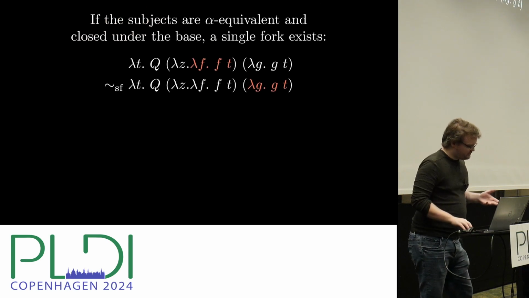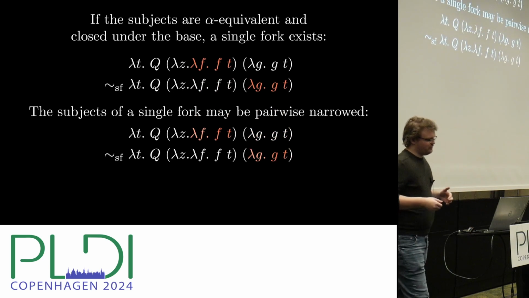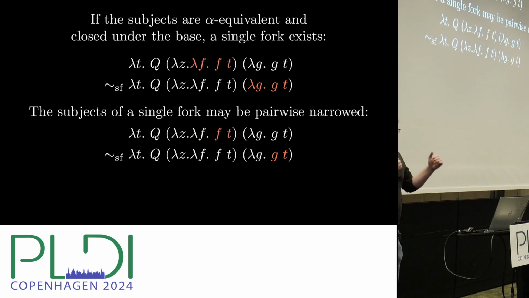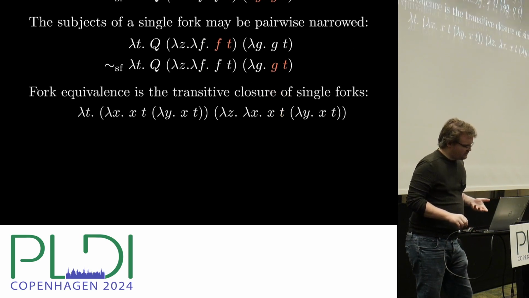But that's not enough, because we have to do this thing where we do the narrowing. So what we say is, if you have established a single fork, then you can narrow the fork to include smaller subterms. And furthermore, you can also have transitivity.